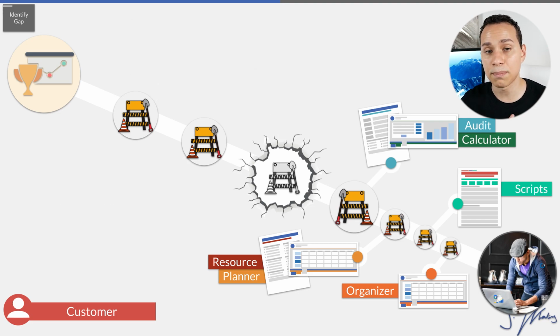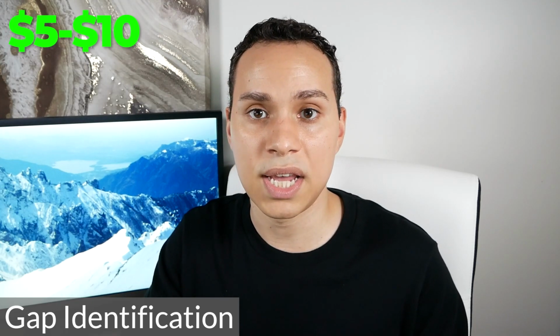Here, what we want to do is focus on the bottom, where we're making those smaller products that don't take as long for us to make and give people shorter term results. That doesn't mean they're not valuable. Obviously, a template or script is probably going to sell for $5 to $10 versus a private mastermind or workshop that could sell for hundreds.